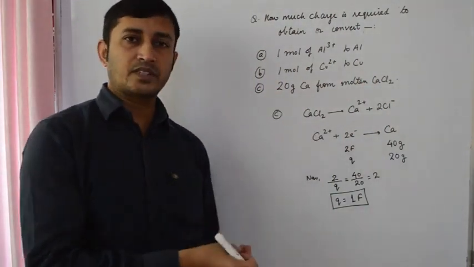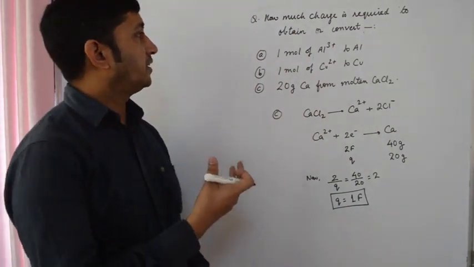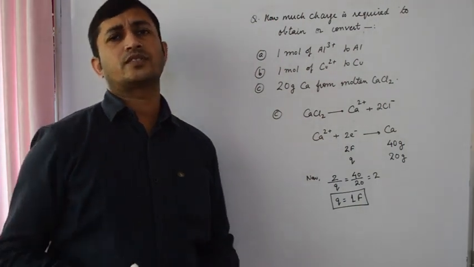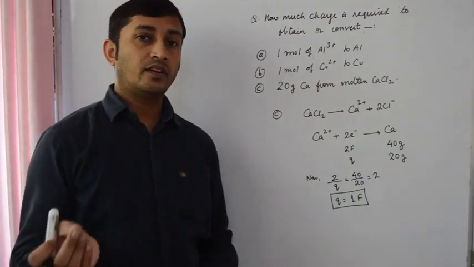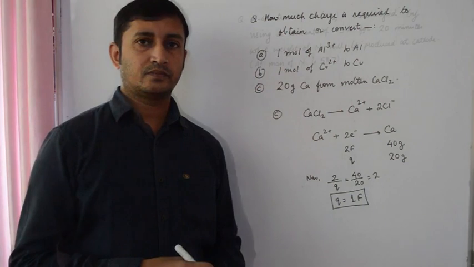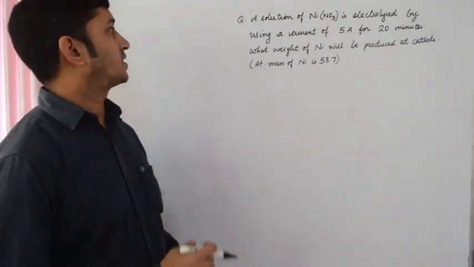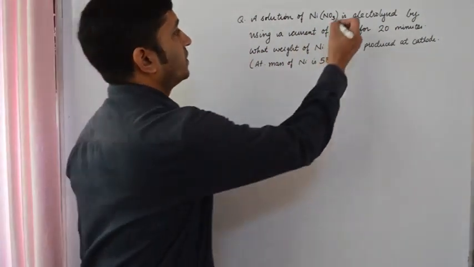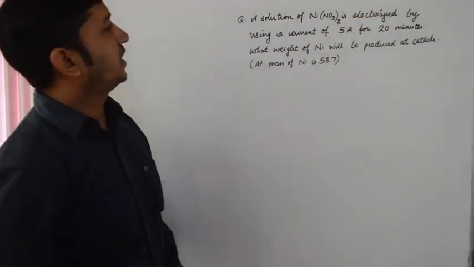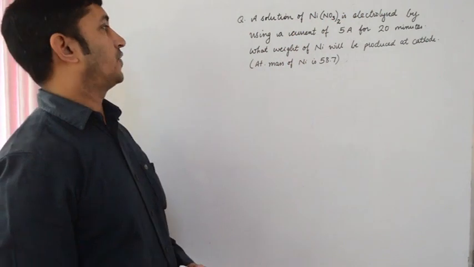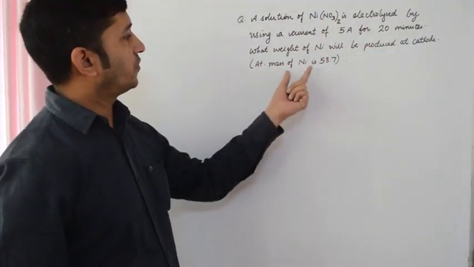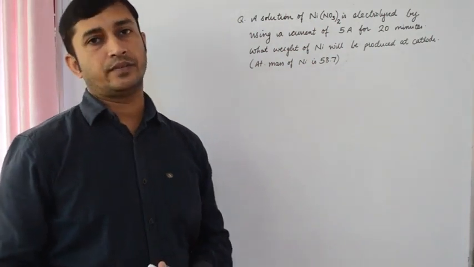So these are simple examples for determining the charge required for a particular reduction or to obtain a fixed amount of substance. Now we shall see one other numerical. Here is our second question. A solution of nickel nitrate is electrolyzed by using a current of 5 ampere for 20 minutes. What weight of nickel will be produced at the cathode? Atomic mass of nickel is 58.7.